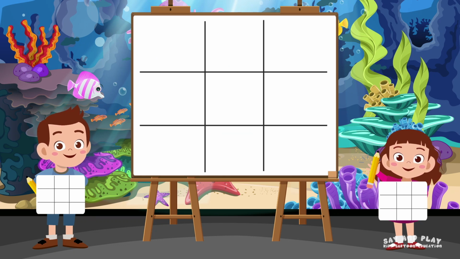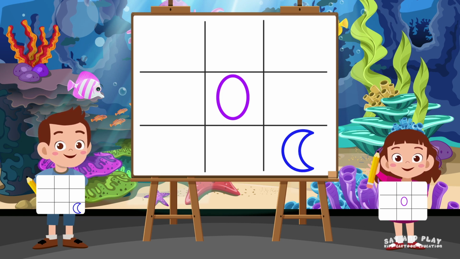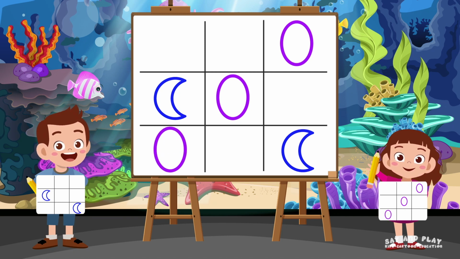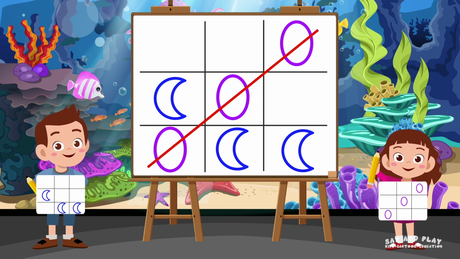Alex and Anne, let's play a game again. I'm drawing an oval here. I'm drawing a crescent here. Good job. Next please. I'm drawing an oval here. I'm drawing a crescent here. Good job. Next please. I'm drawing an oval here. I'm drawing a crescent here. Amazing. And you won.